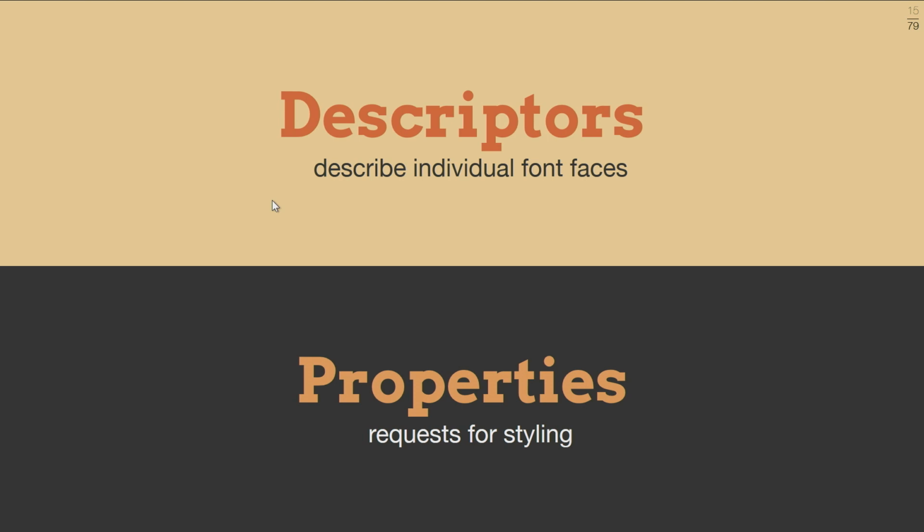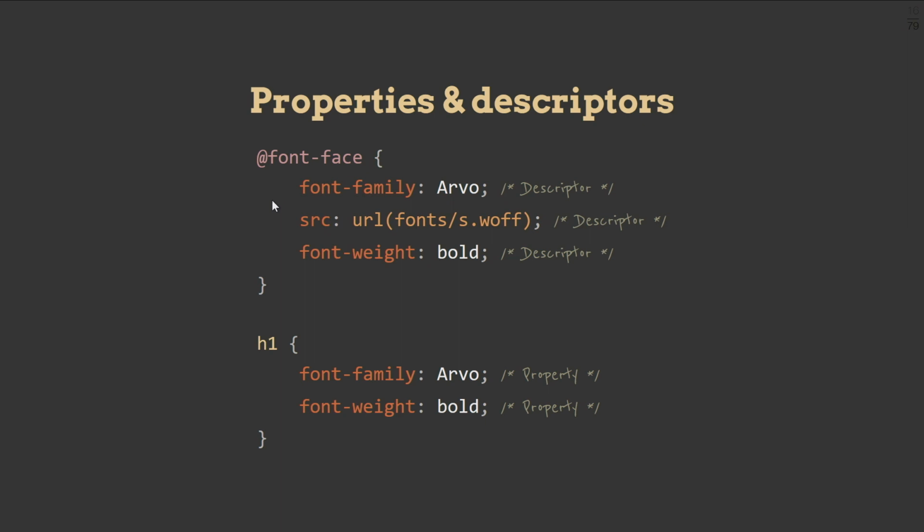Now, I guess everyone knows what a CSS property is, but you might have heard of descriptors, or you might have thought they're kind of the same. You'd be a bit confused, so let me explain the difference. So here's an example. We have a rule for an H1. It uses the font-family property to say it wants Arvo, and it has the font-weight to say it wants bold. And we also have an @font-face.